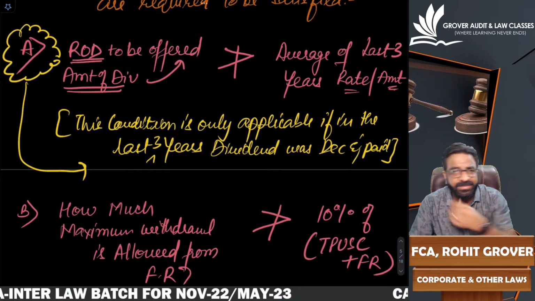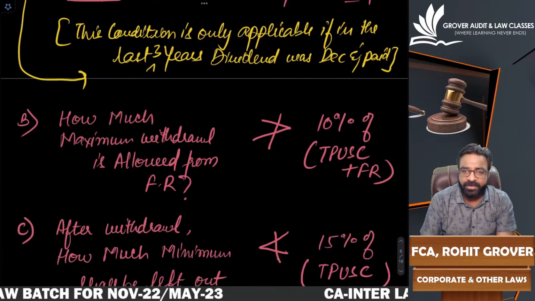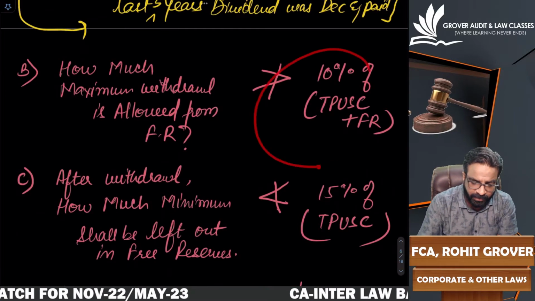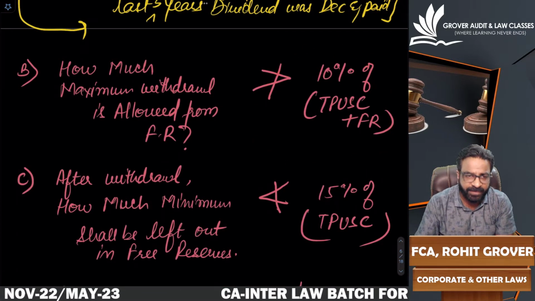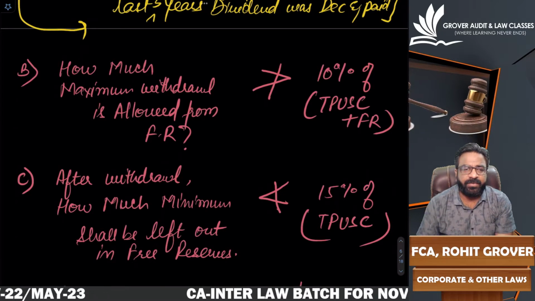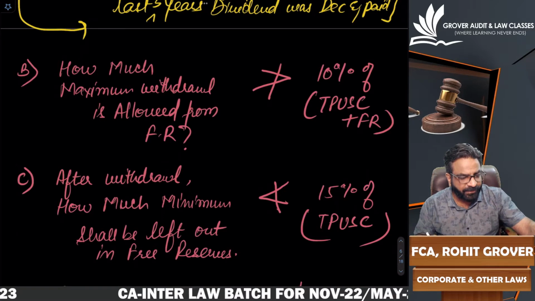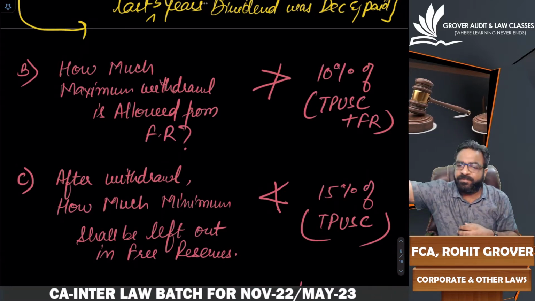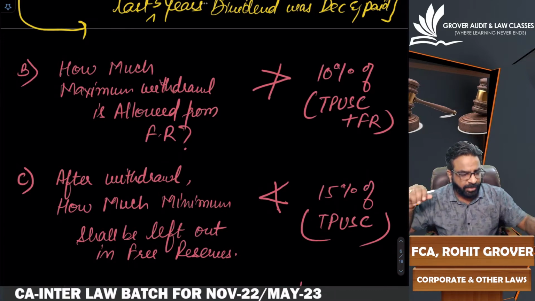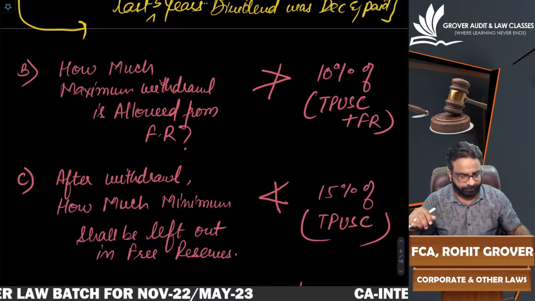And at the same point of time, what did we learn? How much can we withdraw from the free reserves? We cannot withdraw more than what? 10% of the total paid up share capital plus free reserves. And after the withdrawal, how much should be minimum left in the free reserves? 15%. There should be minimum 15% of the total paid up share capital left in the free reserves. Is it clear?